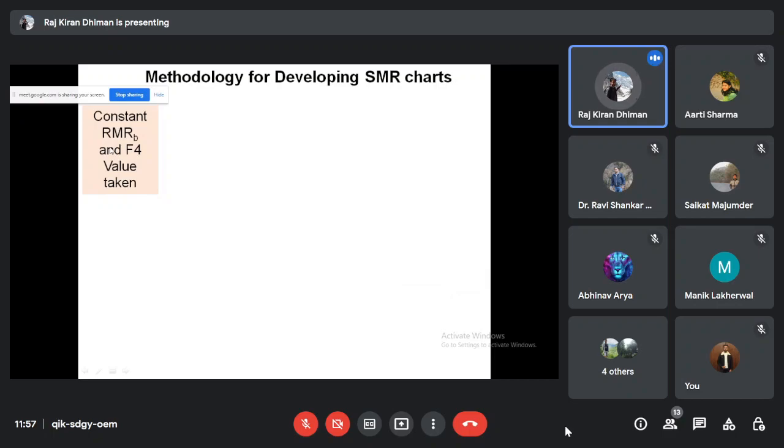We already know that RMR basic and F4 value is taken as a constant parameter in equation 1, if you remember. And F1, F2, and F3 are the three variables. So we can vary these values F1, F2, and F3 in what we call a simulation. Simulation is basically you want to see the possibility that what if the value is 0.1, then what will be the result, what if the value is 0.2, what will be the result, what if 0.3, and so on.